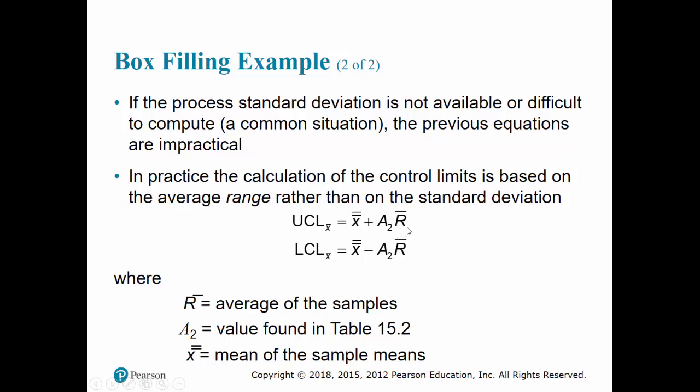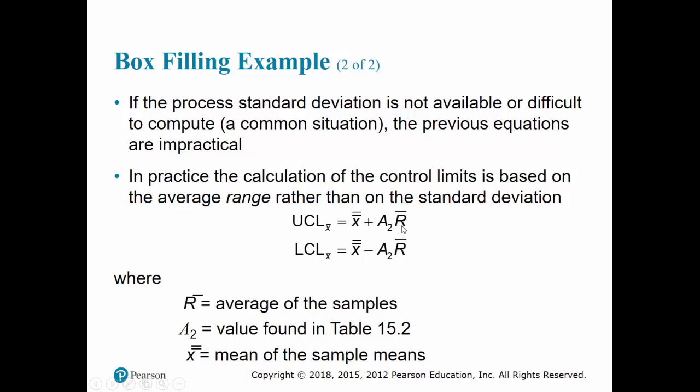Range from sample 1. Range is what? The largest value minus the smallest value. So from each sample you find the range. You'll get R from the first sample, R from the second sample, R from the third sample, and so on. Then you average all those R's and you get the average of the sample ranges. So in place of sigma over square root of n, you'll use R bar.